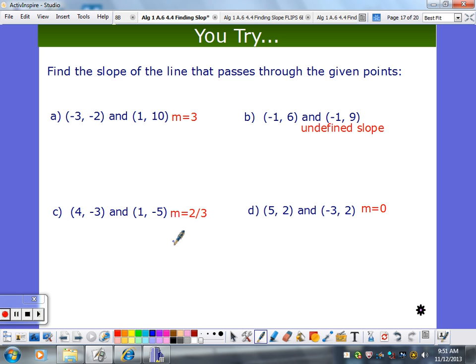Zero for B. Is 0 the same as undefined? No. Undefined is undefined. 0 is defined. 0 is 0. Right? So if you're doing B, you did like 9 minus 6 over negative 1 minus negative 1, right? You got 3 over 0. If you left me this, you are incorrect. Why are you incorrect? If you said, here, is this a number? Is this even a valid number to express in math? No, you should almost be like, ah! It is an undefined slope.